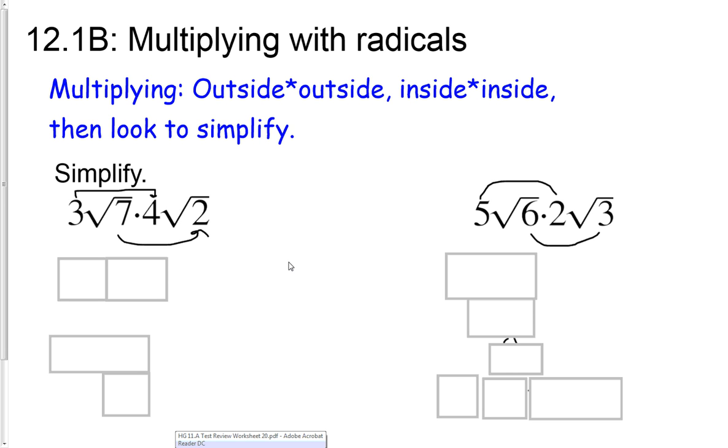Today's lesson is 12.1b, multiplying with radicals, specifically square root. Now the key to multiplying is we take the outside parts times each other and the inside parts times each other, and then we look to simplify.